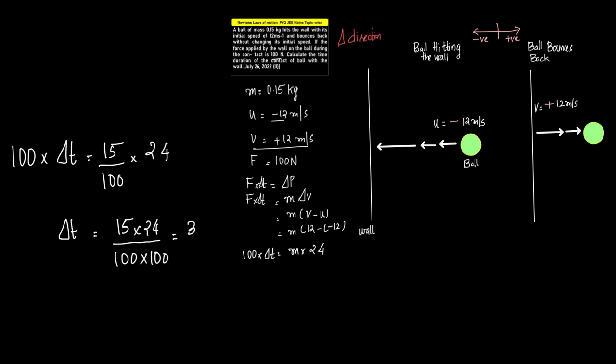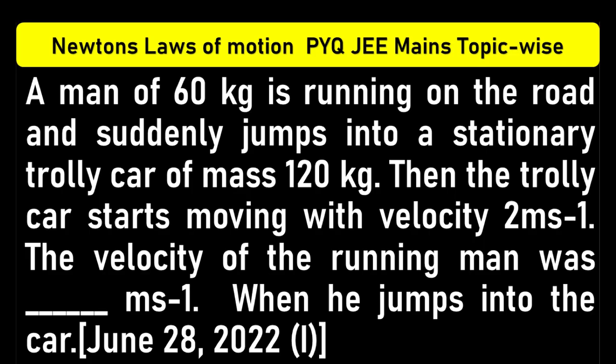Okay, so it is 3. Let's calculate it. So 15 into 24 is 360. So we have 360 upon 1,000,040 zeros. So what we get is 36 by 1000, which is otherwise 0.036. So delta t is 0.036 seconds.